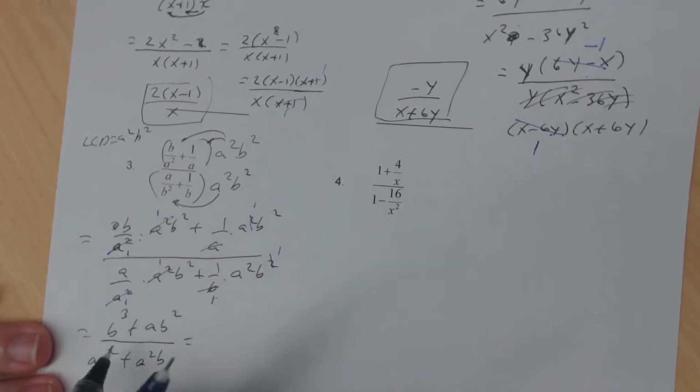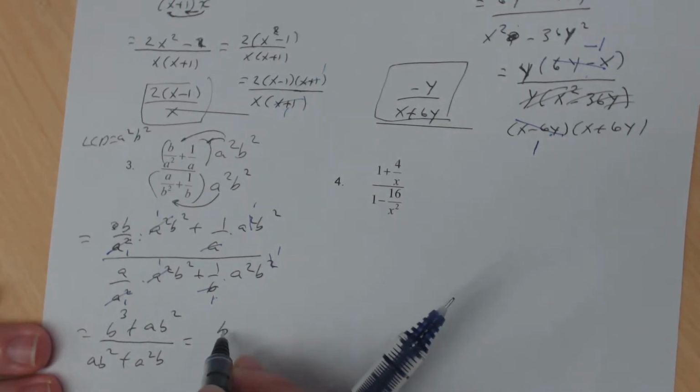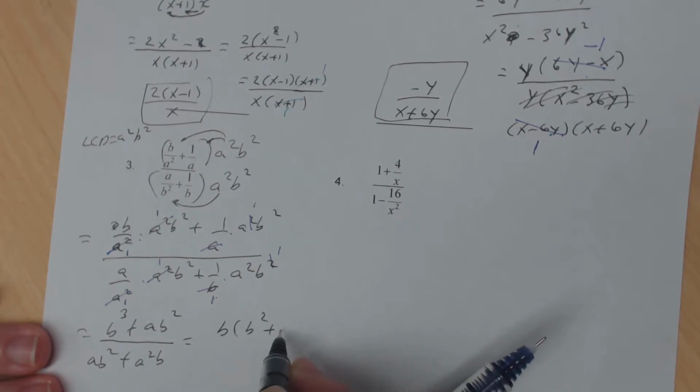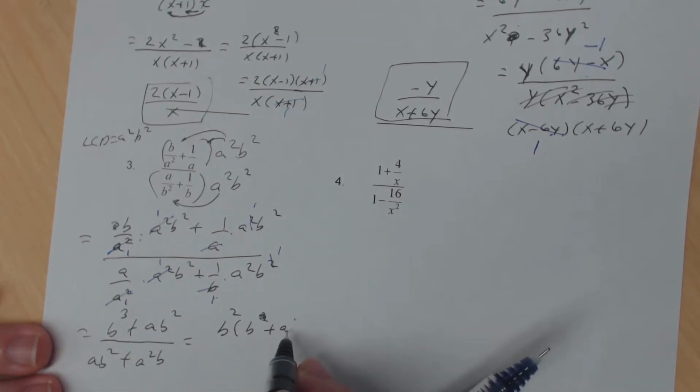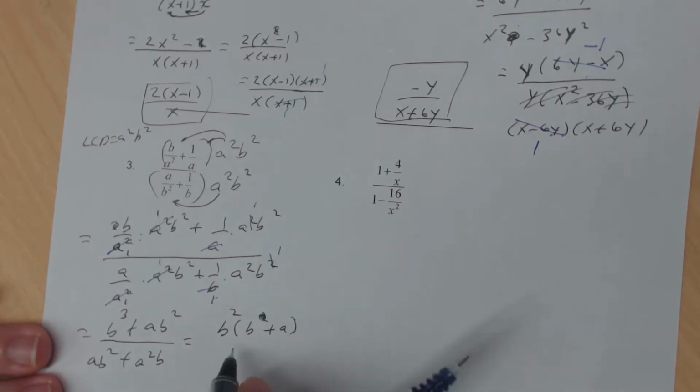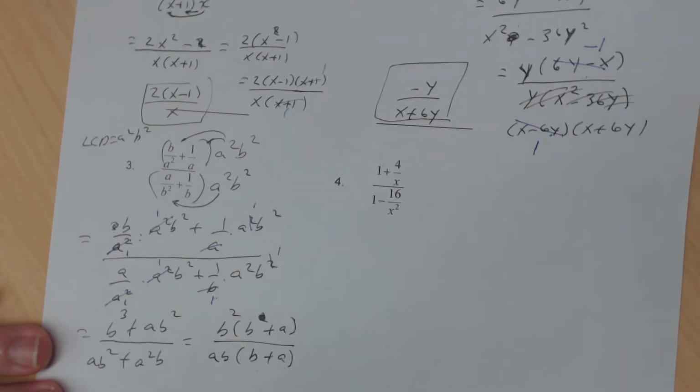And now if I factor as much as I can in the numerator, I can factor out a b, so I get b times b squared plus a, actually I can factor out a b squared. So I can factor out b squared, so I get b squared times b plus a. In the denominator, I can factor out an ab, and I get b plus a. That's what I get. Now always check yourself. ab times b is ab squared. ab times a is a squared b.